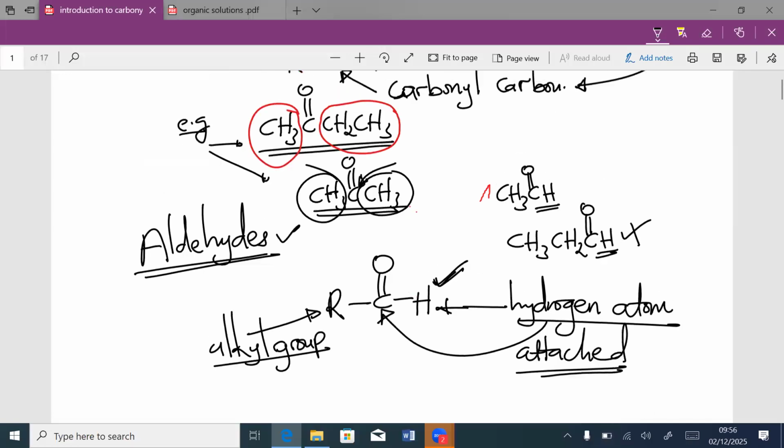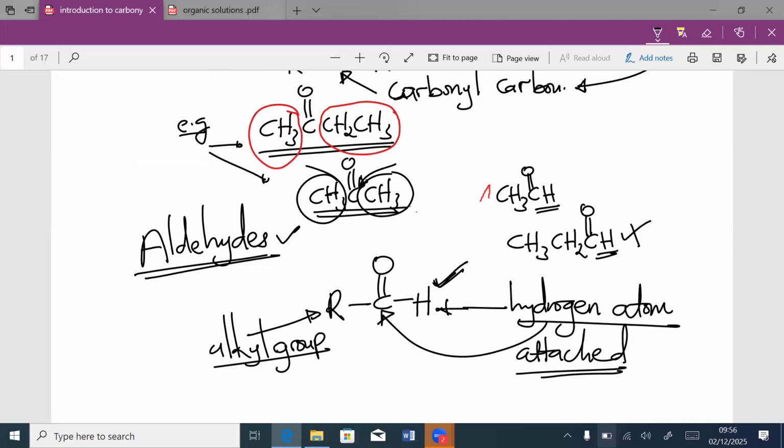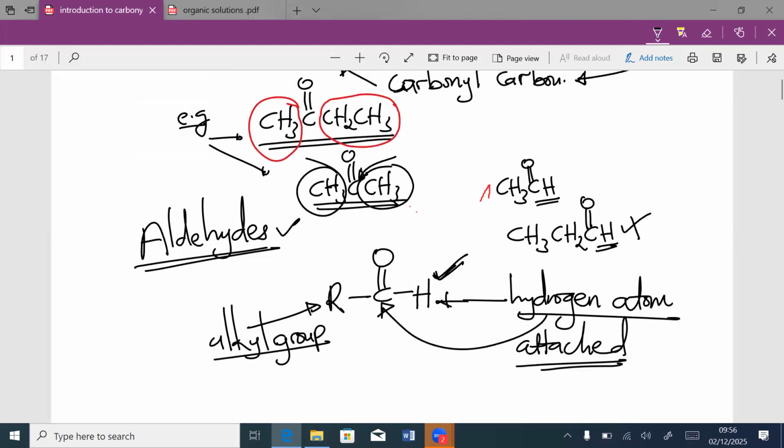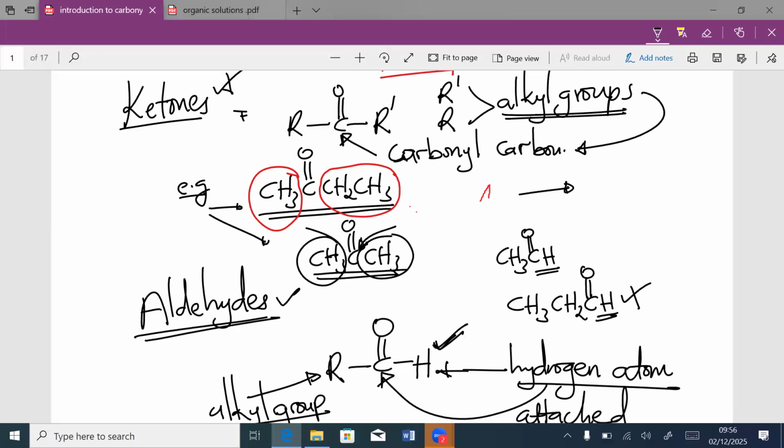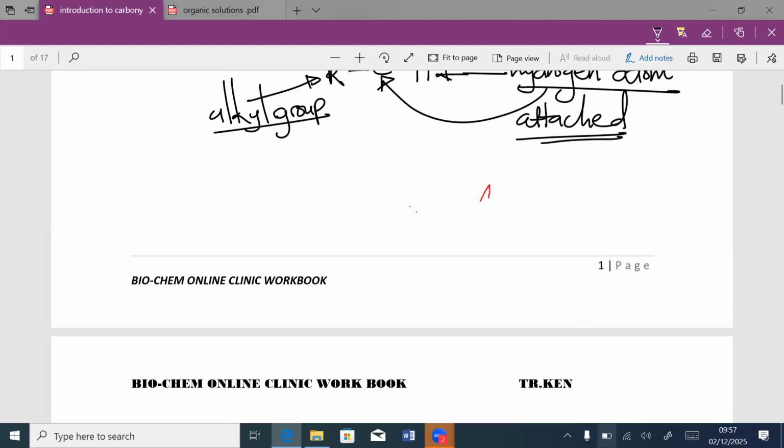When you look at these two, their difference in structure also makes them different in terms of reactivity. Their reactivity is different just because of this small difference in their structure. It makes them different, and it makes them distinguishable.